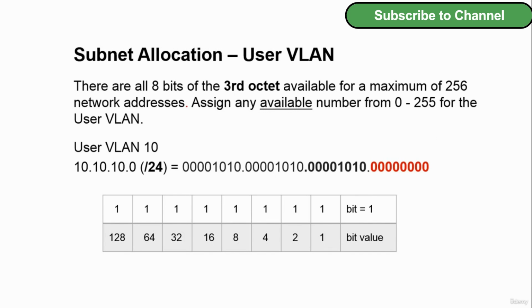And there's my subnet allocation, the user VLAN. So in this case, I've got the user VLAN. I'm going to assign 10 to it. So there it is there. So it's the 10, and there's the host addresses there. I just need to assign an arbitrary number to that third octet. I want to use 10 subnet, for example.